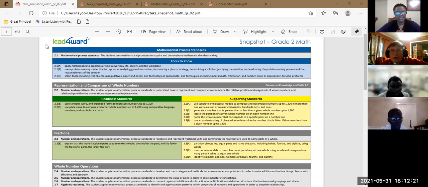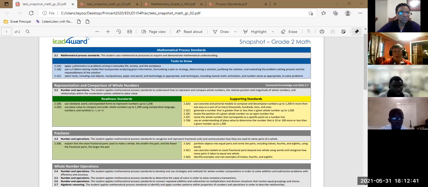You see that the snapshot is color coded. You have the process standards, you have the readiness standard, and then you have the supporting standard. The process standards are the skills that the students need to know and learn as you are teaching all of these standards. They are skills.